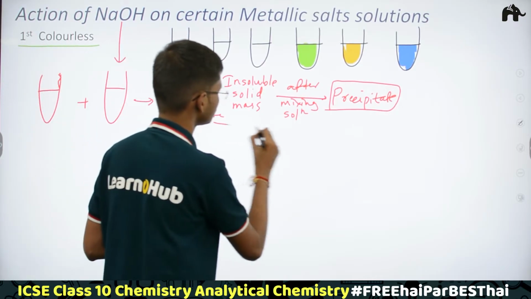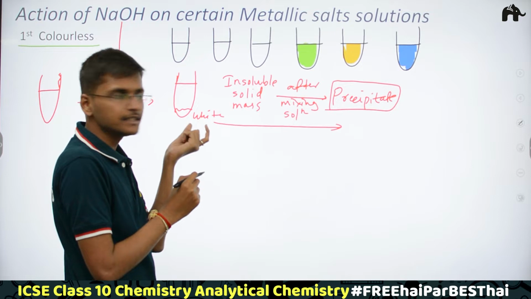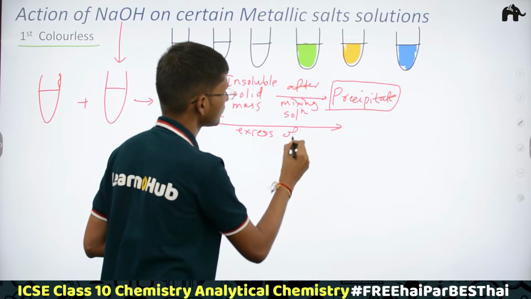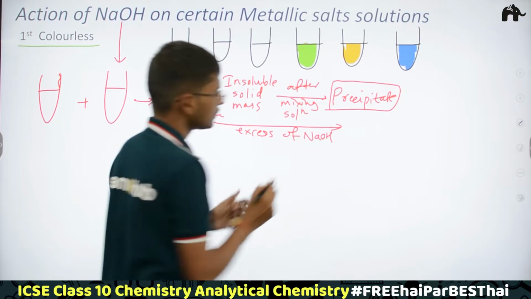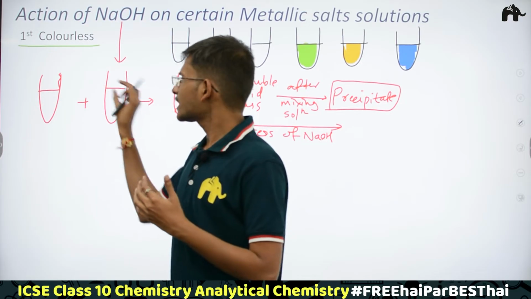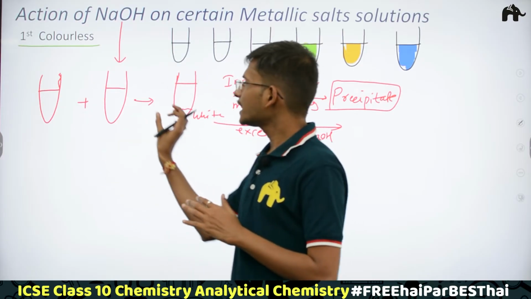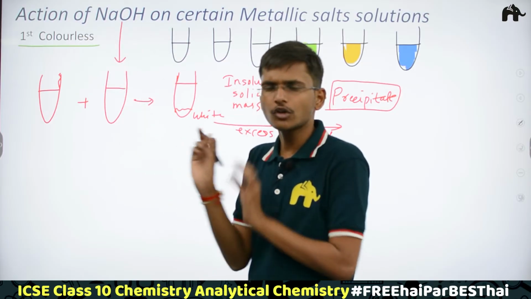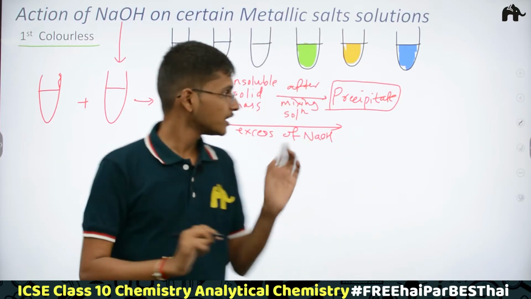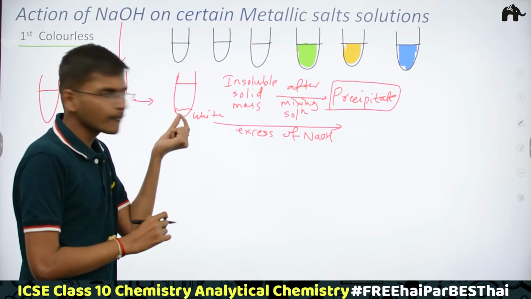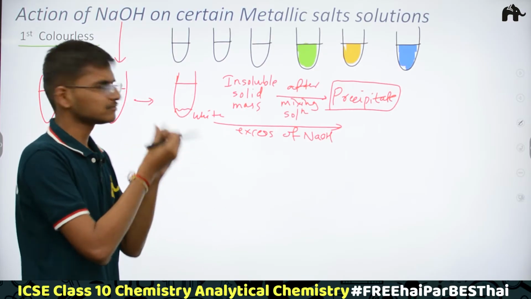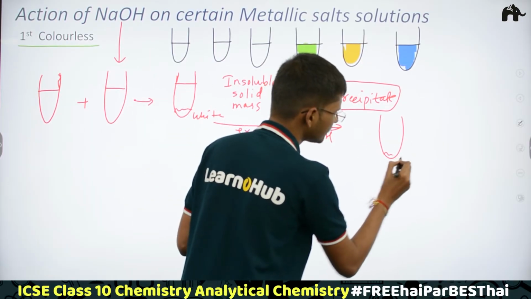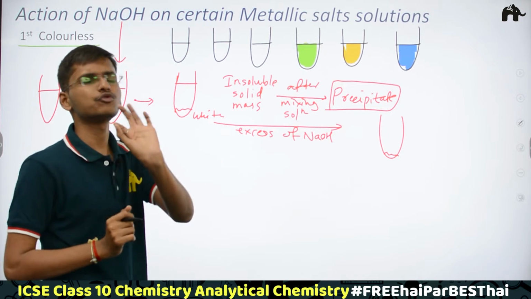What is happening when we are adding excess of NaOH in this solution? Now what does this mean, excess of NaOH? It means that first we were adding very slowly, right? Now we are adding at a somewhat faster pace, and we are adding a large amount of NaOH, not a small amount. And you could see that the amount of white precipitate which was there earlier has now reduced, very slightly, okay.